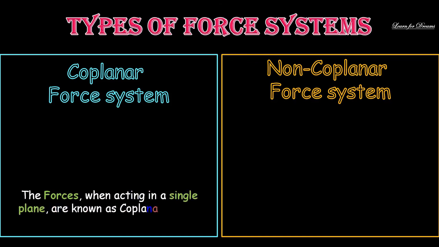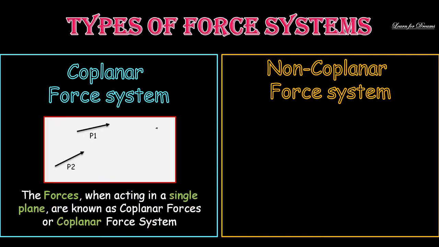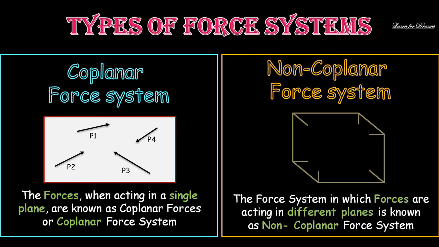Let's see what is coplanar force system. The forces when acting in a single plane are known as coplanar force system. Here in this diagram you can easily understand that all the forces are in the same plane. Now what is non-coplanar force system? The force system in which forces are acting in different planes is known as non-coplanar force system. Here in this diagram you can see that all four forces P1, P2, P3 and P4 are acting in different planes.